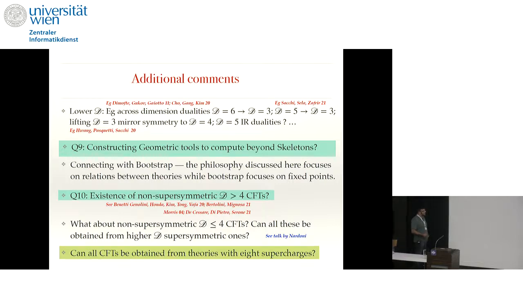Of course, another interesting question is whether non-supersymmetric interacting quantum field theories, conformal field theories, exist at all in dimensions bigger than 4. What about non-supersymmetric quantum field theories in general number of dimensions? Do all of them come from deformations of supersymmetric ones? And some aspects of this will be discussed in a talk by Emily Nardoni. So another question that we can ask is, does all quantum field theoretic physics come from theories with 8 supercharges, which is a minimal amount of supercharges in 6 dimensions? 8 supercharges is something we like, and the question is, is everything reducible from this type of physics?